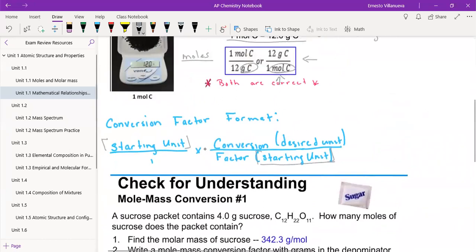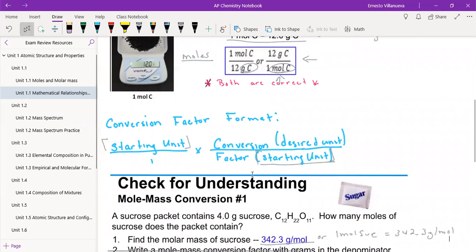Okay. So a sucrose packet contains 4 grams of sucrose, which is C12H22O11. That's exactly what we calculated in the previous slide. How many moles of sucrose does a packet contain? Well, first we have to know what the molar mass is. Now we've already calculated that, right? It's 342.3 grams per mole, or you can say that 1 mole of sucrose is equal to 342.3 grams. Okay.